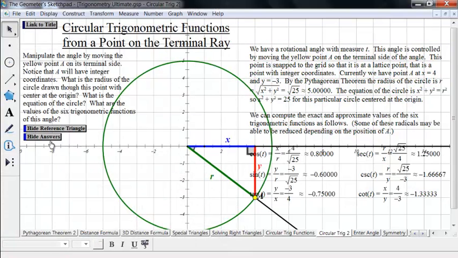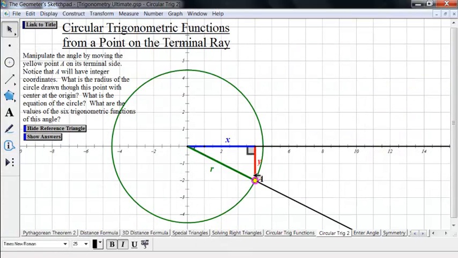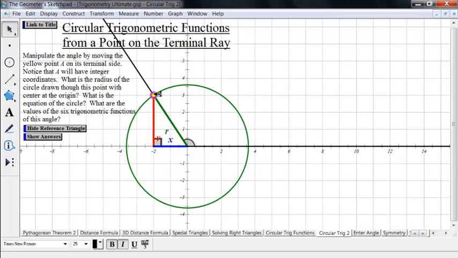Okay, let's try another one. Okay, let's do one. How about that one right there? So see if you can work out the exact values of all the trig functions here. So we're going to determine the radius, the equation of the circle, and the value of all 6 trig functions for this particular angle, or any angle that rotates and ends up here.